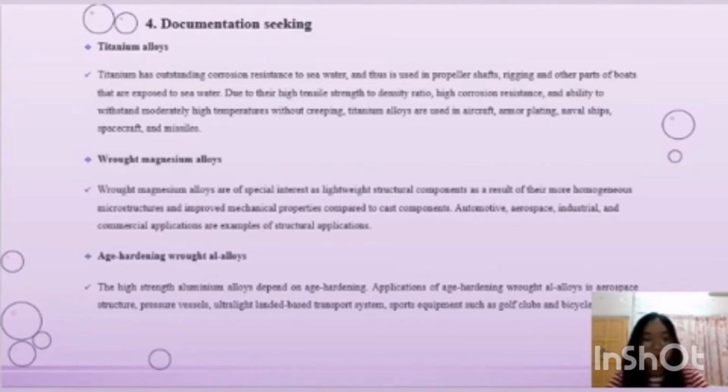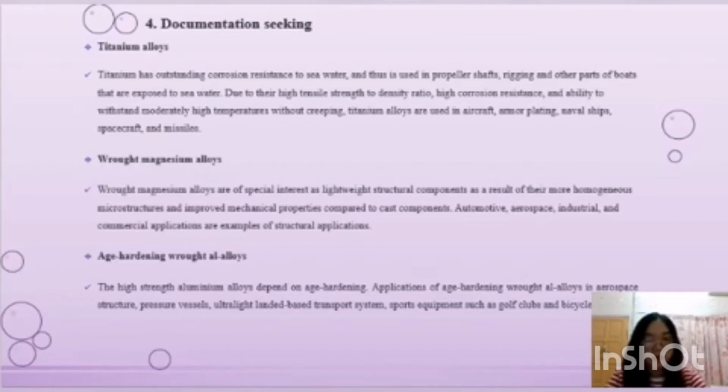Rod magnesium alloys are of special interest as lightweight structural components as a result of their more homogeneous microstructure and improved mechanical properties compared to cast components. Their applications are automotive, aerospace, industrial, and commercial applications.